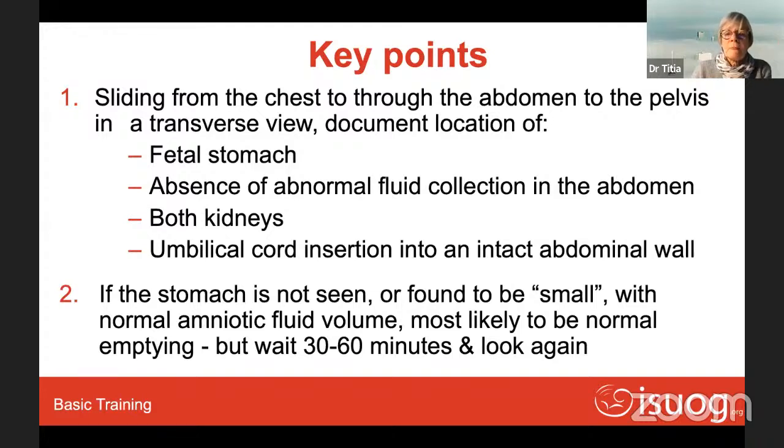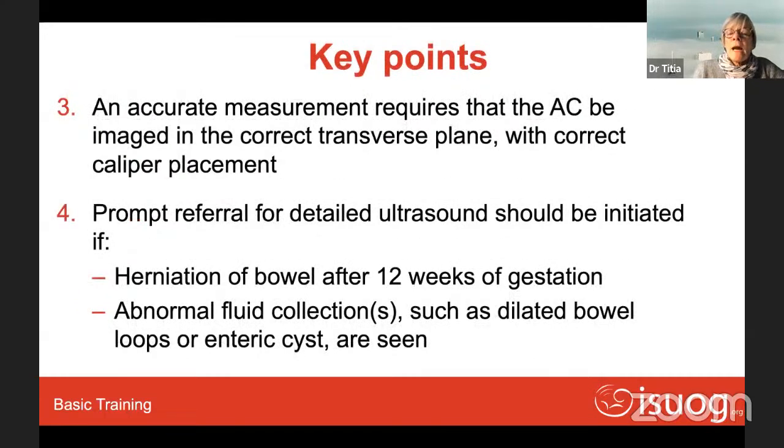If the stomach is not found or it is small, wait for a while and try to identify it at a later stage, because most often you're not dealing with an anomaly, but it is just temporarily empty. Be aware that you do accurate measurement on a cross section and not an oblique section, where we don't want the umbilical vein to be completely visible. It shouldn't be like that. And do a prompt referral if you see a herniation of the bowel after 12 weeks, or if you see abnormal fluid collections within the abdomen during gestation.